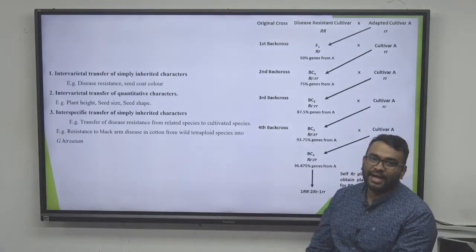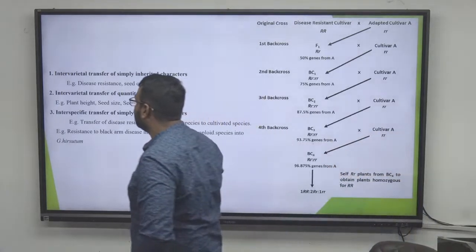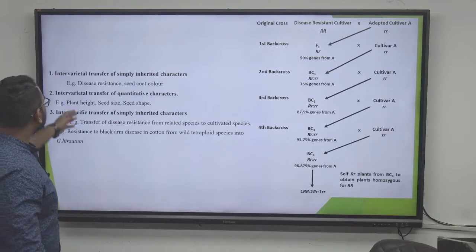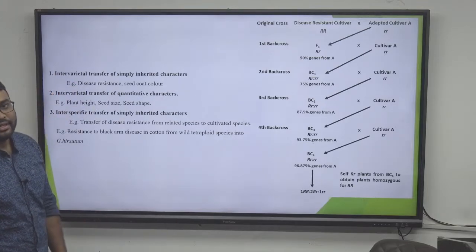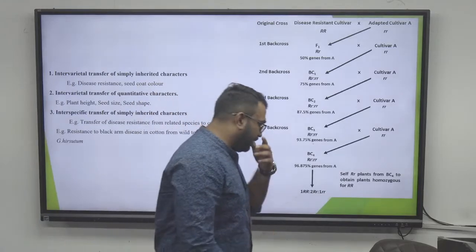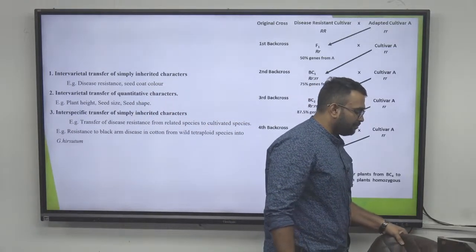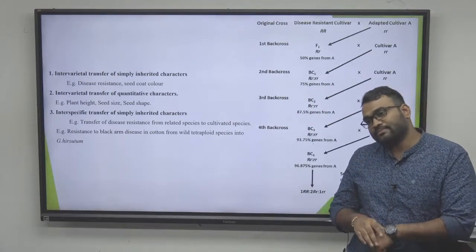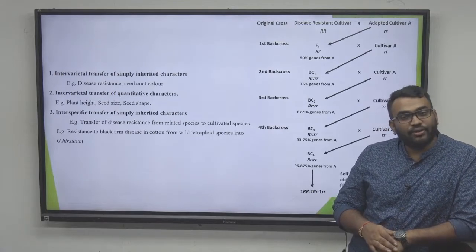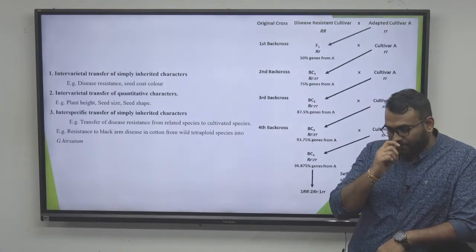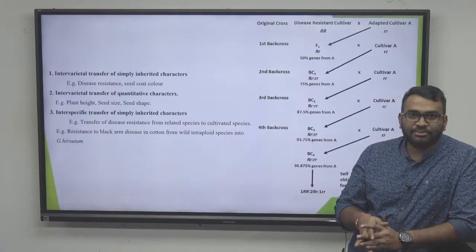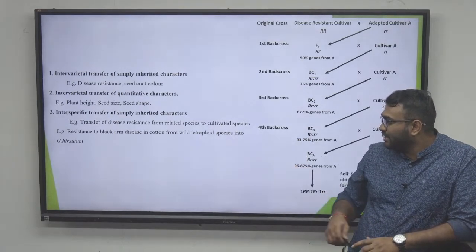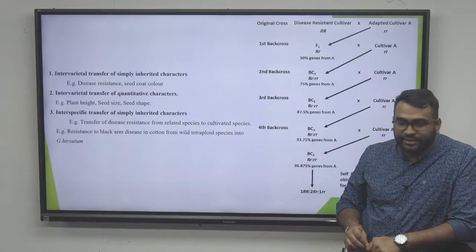Okay, so this is for that back cross, right? If you can observe here, I have given why we are going to use this back cross, or when we are going to use this back cross. So first one is for intervarietal transfer of inherited characteristics. That is, you have two varieties. One variety has very good agronomical characteristics, but it is susceptible to pests and diseases. Another variety has very good resistance but poor agronomical characteristics. Now if you want to transfer the ideal characteristics between these two, then you go for this back cross method. And also this one is important, third one, that is interspecific transfer of simply inherited characteristics.